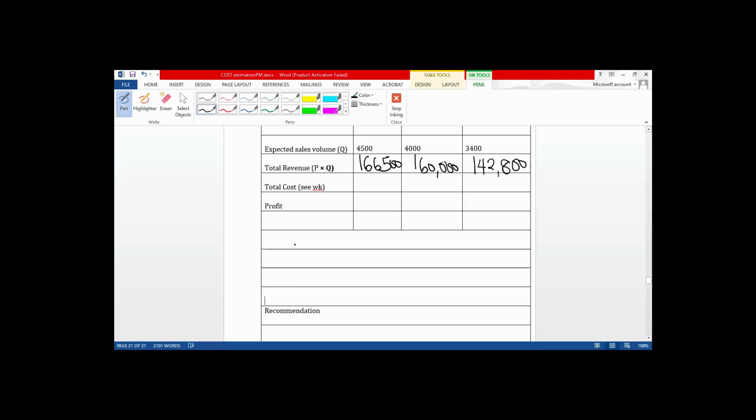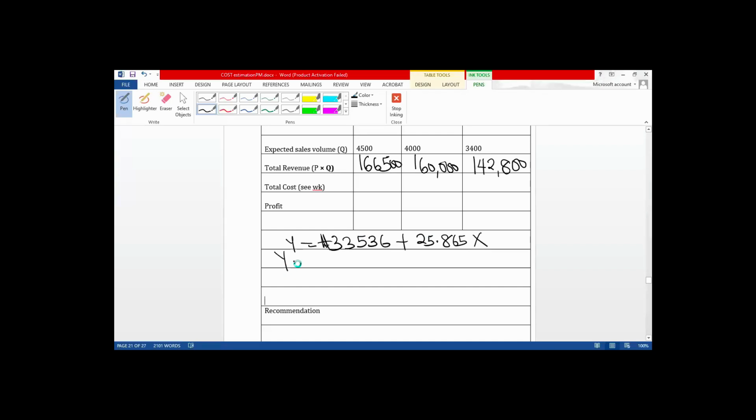The equation of total cost is Y equals 33,536 plus 25.865X. Your X is your volume. Y is total cost. Now come here. At a price of 37 naira, volume is 4,500.